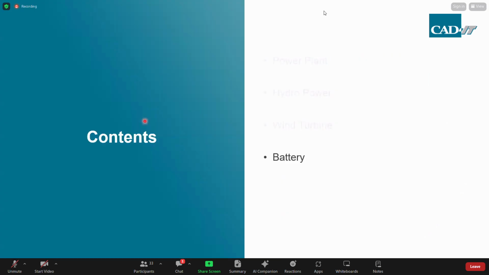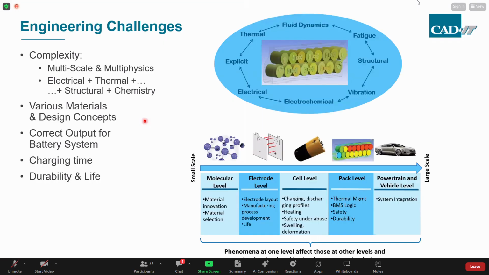Okay. Next will be the battery. Now, in today's world, as we know, with electric vehicles or any electric application, the battery becomes a big part of it because it is the only place that we can store energy from the electric. However, there are a lot of challenges with battery simulation. The battery simulation is a very complex one.